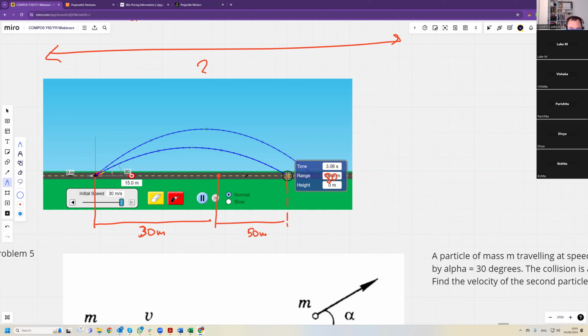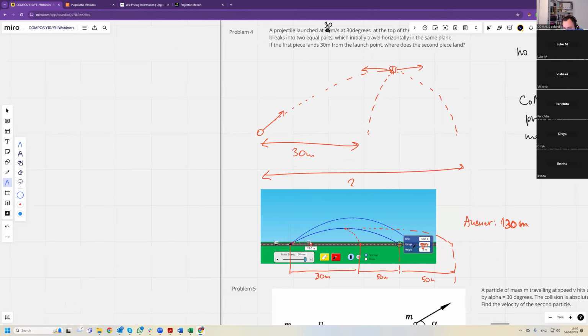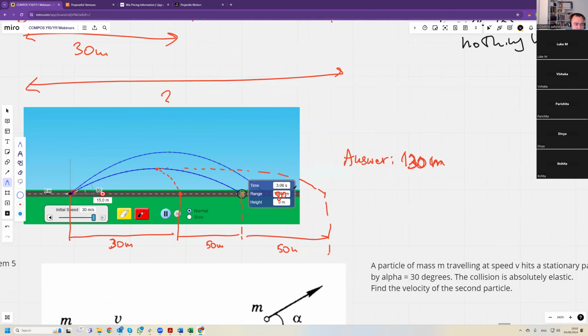So if this piece goes this way, the second piece must land symmetrically. So another 50 meters away, 50 meters. So overall, answer, it will land 130 meters. You see how incredibly easy this question becomes. I mean, assuming you know how to calculate the range. There's a formula for the range. I'll try to remember it.